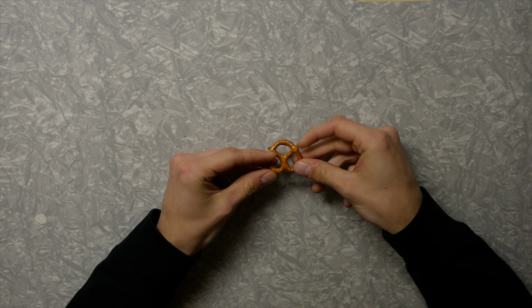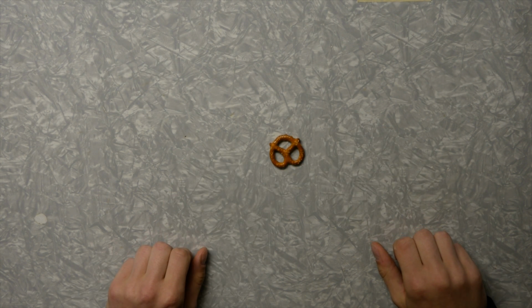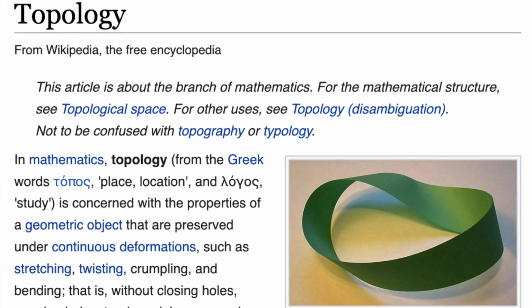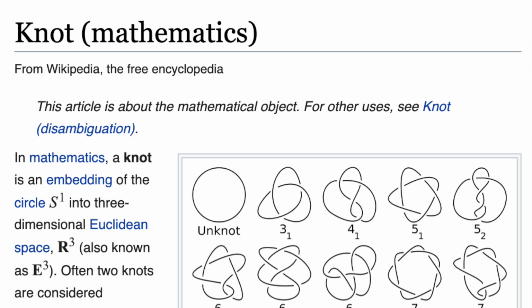Mathematically, how do we define a pretzel? Now, in order to fully understand the answer to that question, we need to look at knot theory. So what is knot theory? Well, within the field of topology, knot theory is the study of mathematical knots.